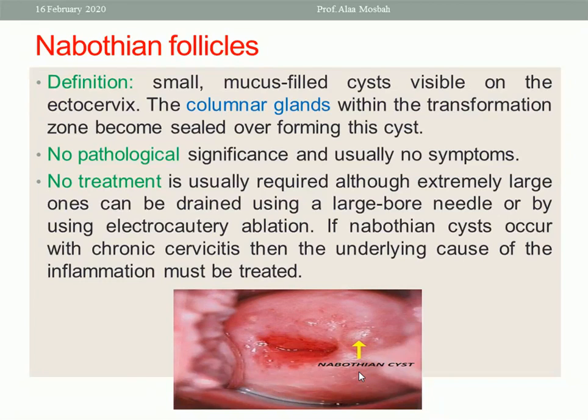No treatment is usually required for Nabothian follicles, although extremely large ones can be drained using a large bore needle or by using electrocautery ablation. If Nabothian cysts occur with chronic cervicitis, then the underlying cause of the inflammation must be treated. The same also for ectropion. The underlying or associated infection in the cervix, as in chronic cervicitis, should be treated according to the organism.